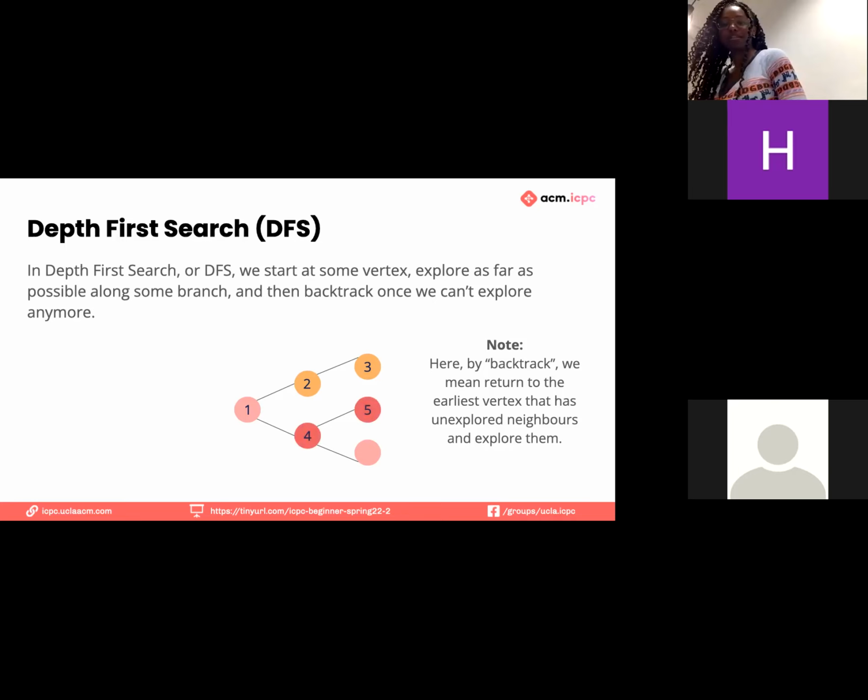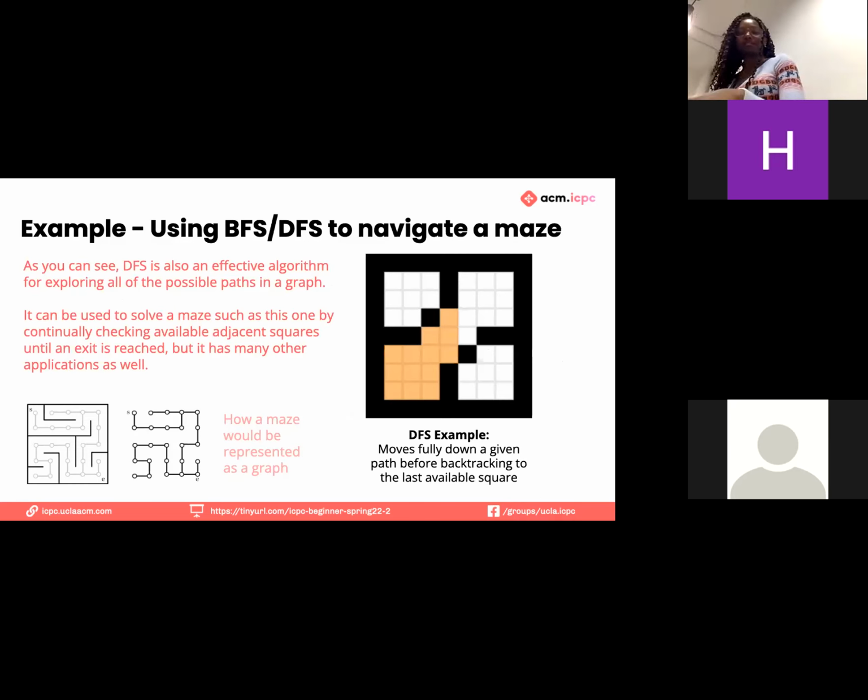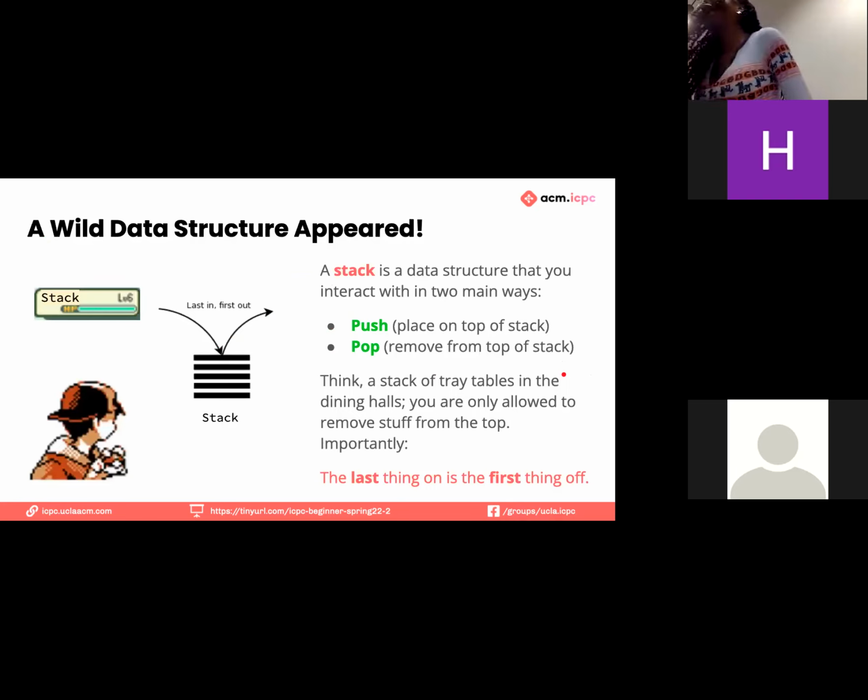You're jumping from 5 and 6. You can see that the traversal pattern is different than with BFS. And you can also see that in this sort of maze situation, another grid, where it's going all the way. Yeah. And so again, I'm going to interject somewhat randomly to tell you about a stack, right?